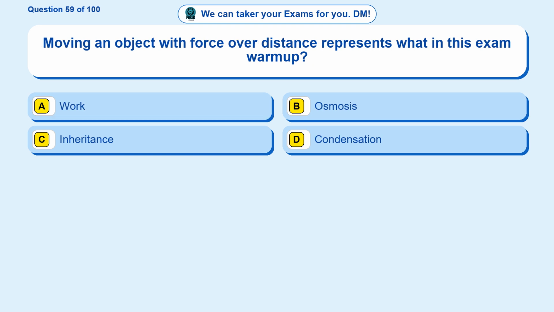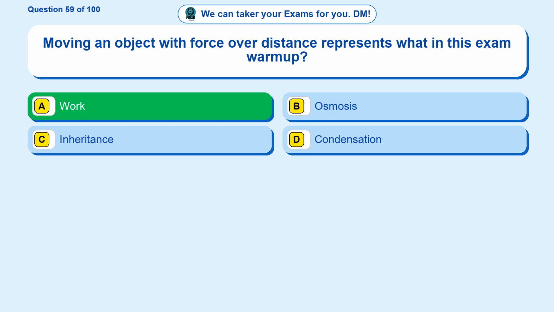Question 59. Moving an object with force over distance represents what in this exam warm-up? Option A, work. Option B, osmosis. Option C, inheritance. Option D, condensation. The correct answer is option A.